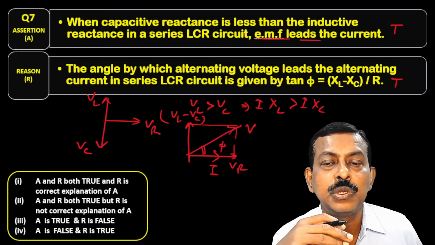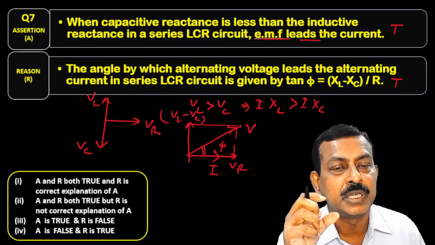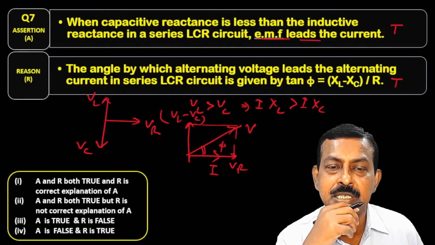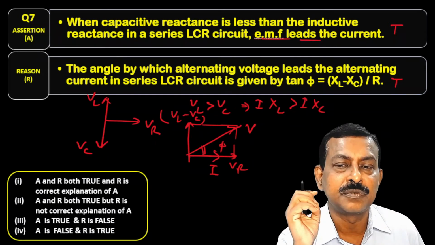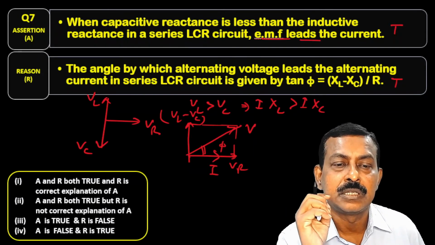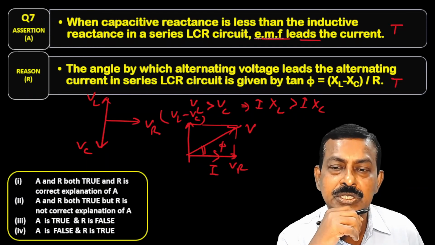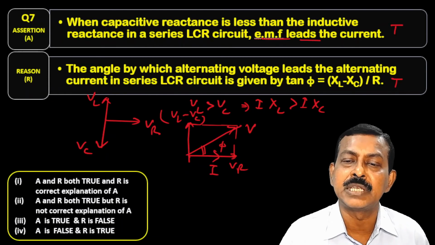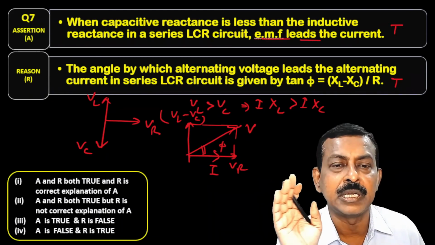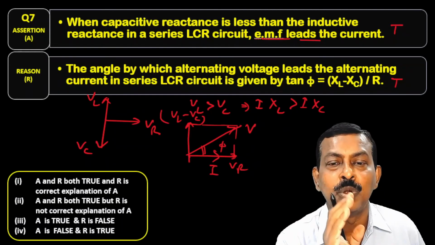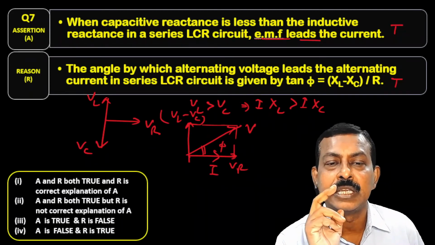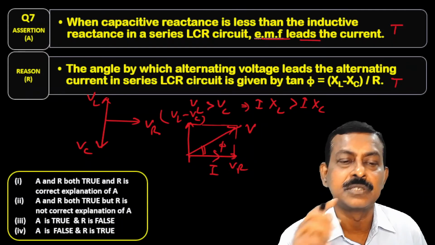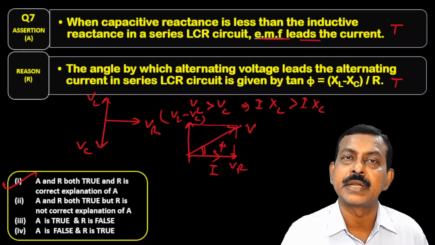Now both are true. Let's now just take the two statements together. When capacitive reactance is less than inductive reactance in a series LCR circuit, the EMF leads current, because the angle by which the alternating voltage leads alternating current in a series LCR circuit is given by tan phi, which is (XL minus XC) by R. So it is explaining properly why the voltage will lead current if the capacitive reactance is less than inductive reactance. So that means the first one will be the correct option.